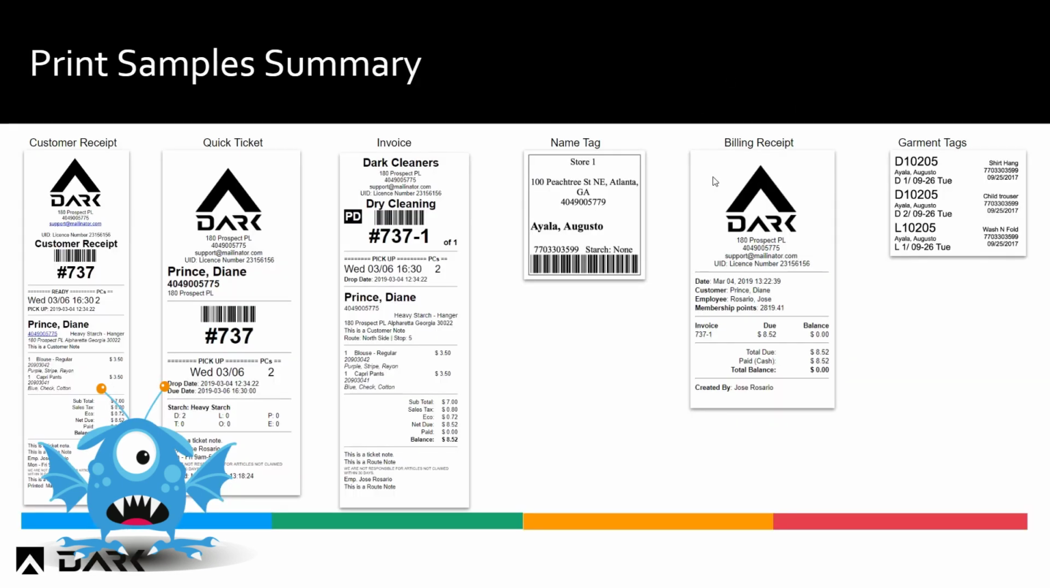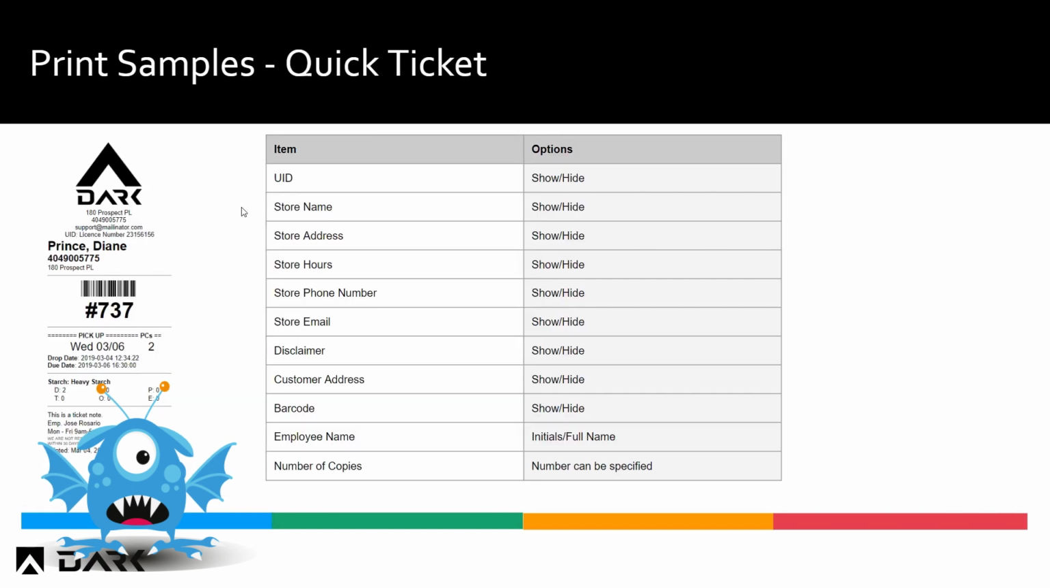In the document, we can see the different printouts that Enlite provides. Here's the customer receipt, very similar to what we were looking at before. A quick ticket we had seen on a previous video lesson. Here's our invoice, the name tag, the billing receipt, and the garment tags. All of these have different customizations that can be applied to each. As you go through the document, we specify which one we're talking about. So this is our customer receipt. And then the different things that you can do to it. So here in the store name, we can show or hide, address, show or hide, store hours, etc.